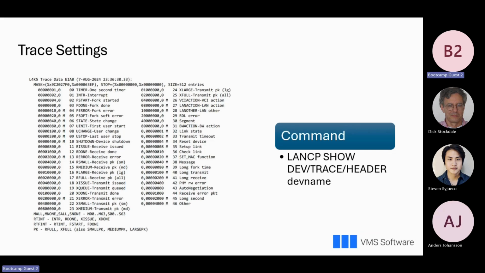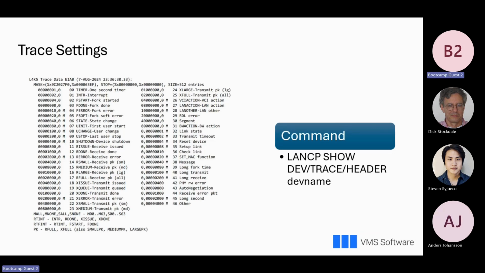Next one, we have the state changes: first user start, user change, and last user stop. This is related to the driver state, whenever it's initialized, or if it's operational but the link is down, or vice versa, operational but the link is up. Next, we have the receive events: receive issued, receive done, receive error.